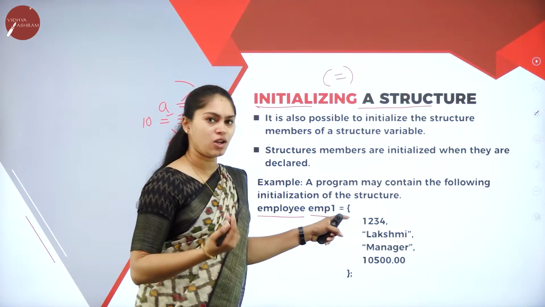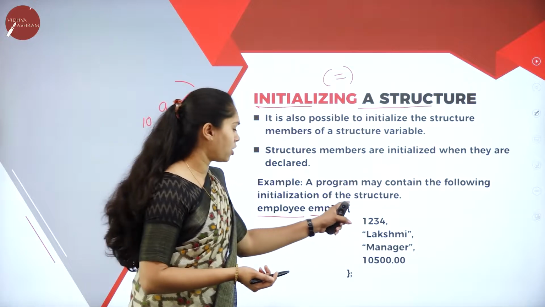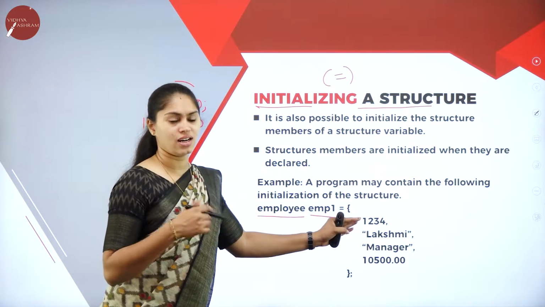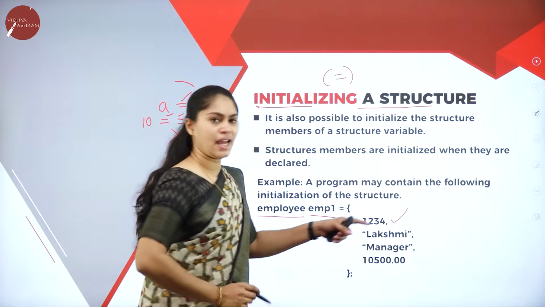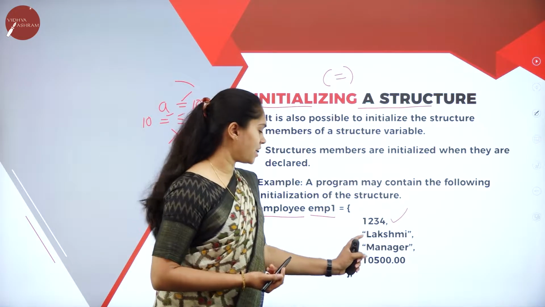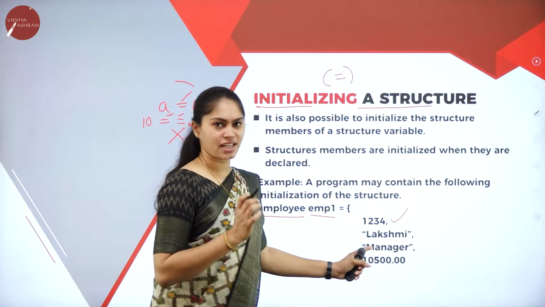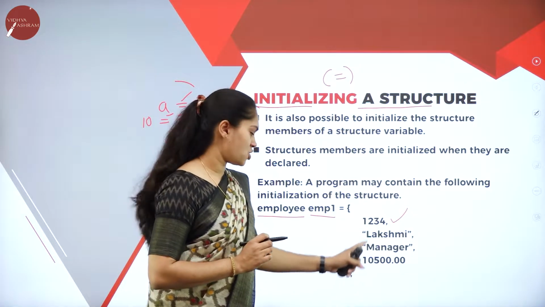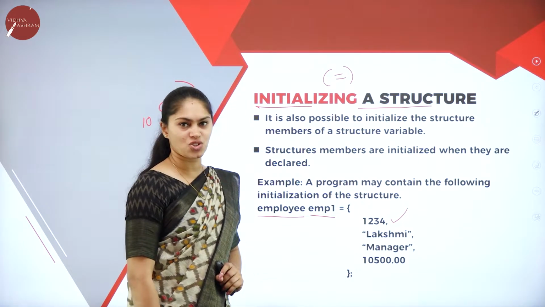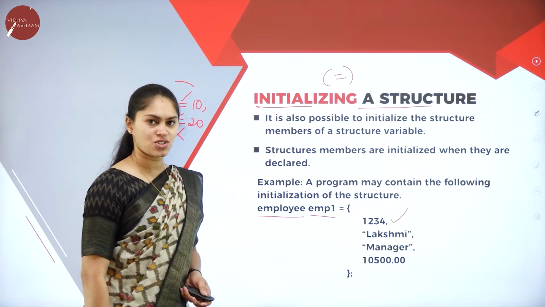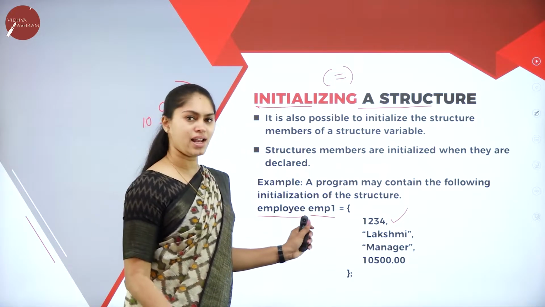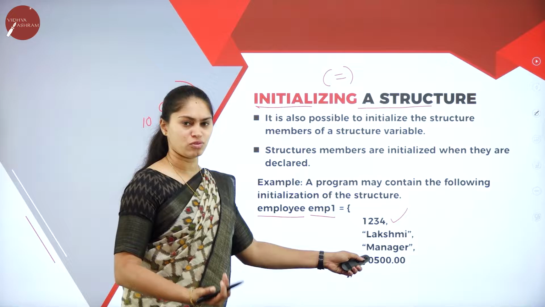Okay, here I am using equal to, that means I am assigning the values. By opening up flat braces, what is the first data member that we have there? That is Employee ID. So now employee ID has been initialized to 1, 2, 3, 4, and employee name has been initialized to Lakshmi, and employee's designation or occupation is initialized to manager, and salary will be 10,500, and we are going to close the structure. This is how the initialization of a structure takes place. So before this, you have to define a structure, then you have to create a variable, then only is it possible to initialize the value for the structure.